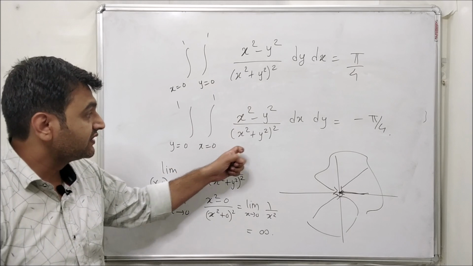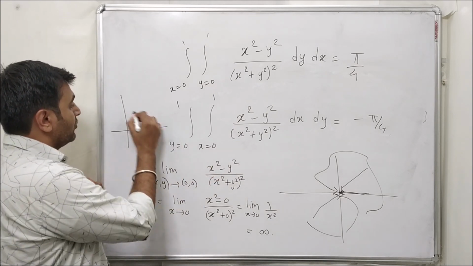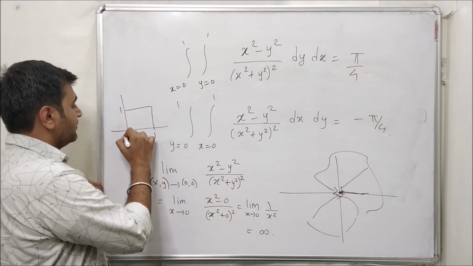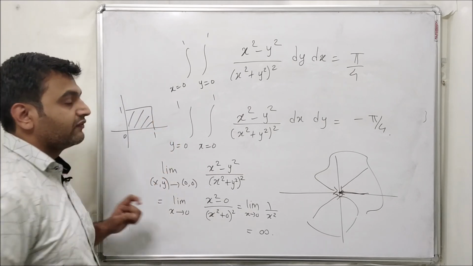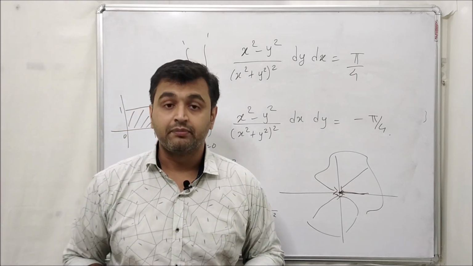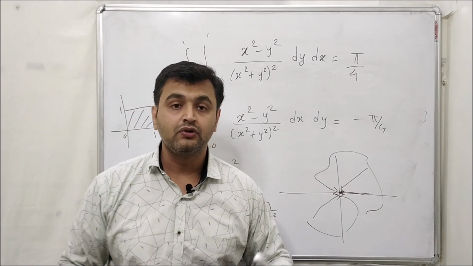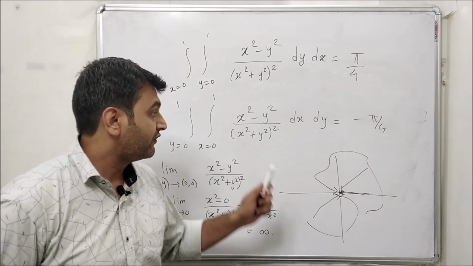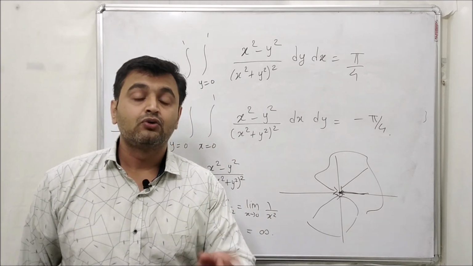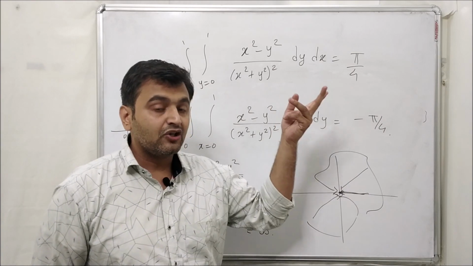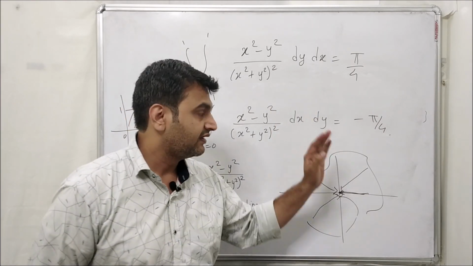Therefore this function is not continuous over the given square, over this region R, and therefore Fubini's theorem cannot be applied. So always be careful when you apply Fubini's theorem. Your function has to be continuous, and only then can you say that interchanging the order does not affect the answer.